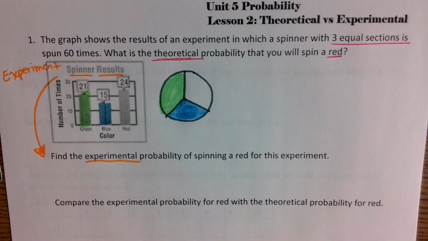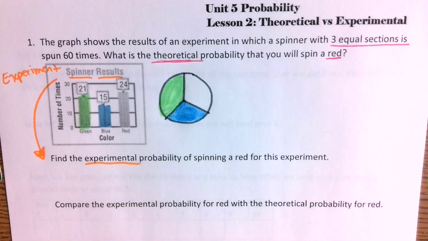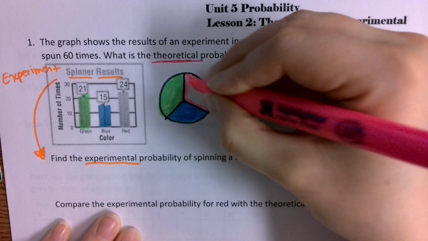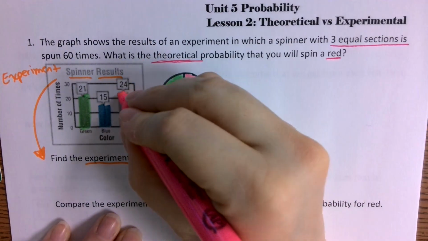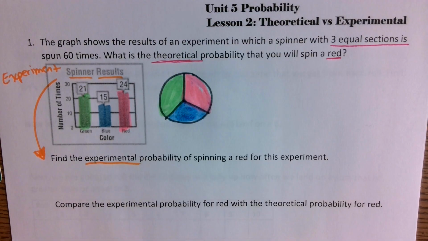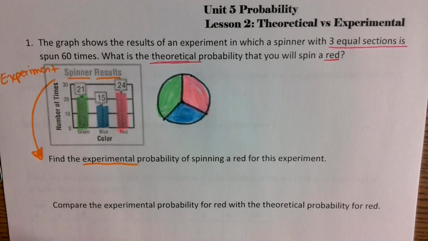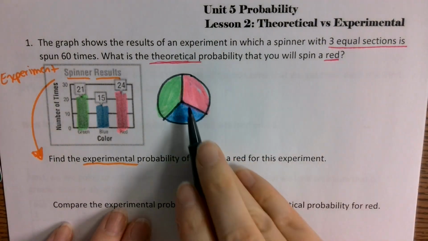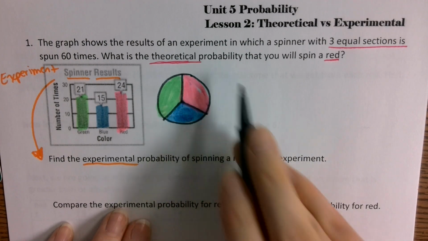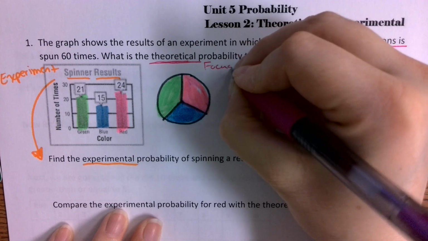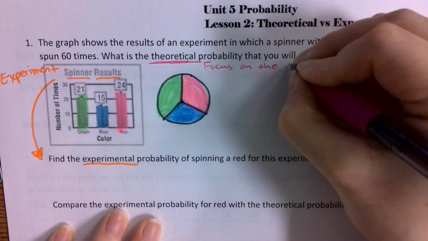And then we've got a red section. I'll just use the pink. Okay? And they're supposed to be equal in measure, so we'll pretend that they're equal. Okay? So we want the probability based off of the spinner. So what we need to do is we're going to focus on the spinner.